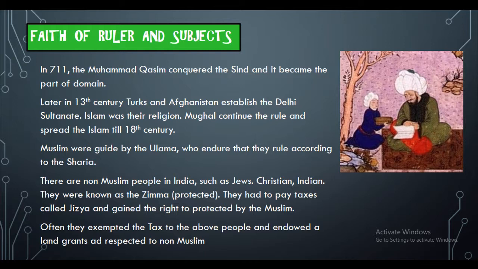Muslim rulers were ruling the Indian country, and there were many non-Muslim people who were staying under the Muslim ruler.